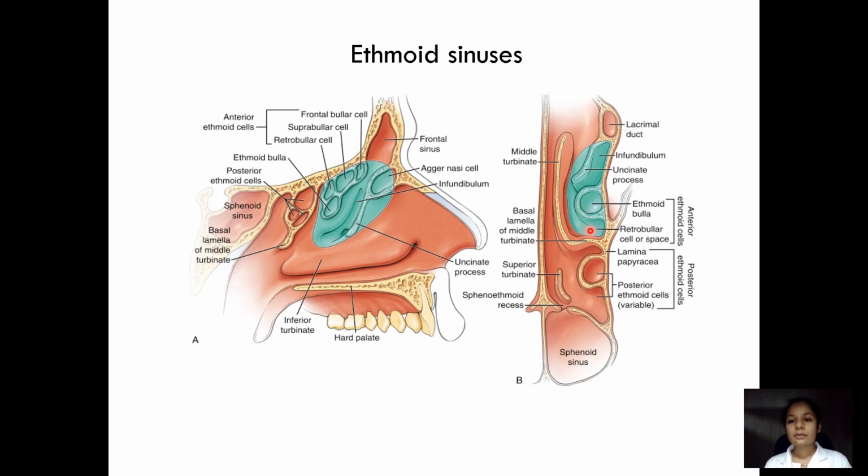The space posterior to ethmoidal bulla is retrobullar space. If there would have been space above it, it would be suprabullar space. Both of these combined will form the lateral sinus of Grunwald. Cells posterior to this basal lamella are posterior ethmoidal cells. This is the superior turbinate. This is the sphenoethmoidal recess, and the sphenoid ostium opens into the sphenoethmoidal recess.